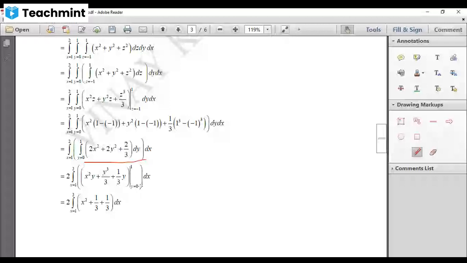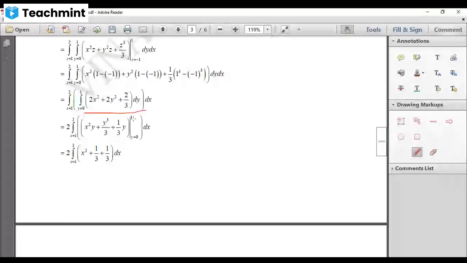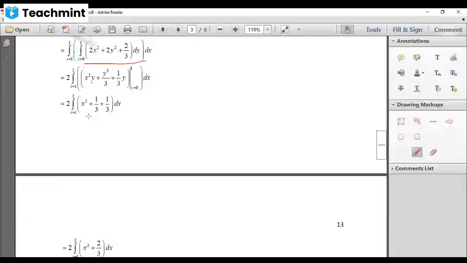Apply that. Because your upper limit is 1, lower limit is 0, 1 minus 0 gives you 1. 1 into x square is x square, plus 1 minus 0 is 1, so 1 by 3 into 1 minus 0, which is 1 by 3 only. So that means x square plus 2 by 3 is your new function. You have to integrate this with respect to x.